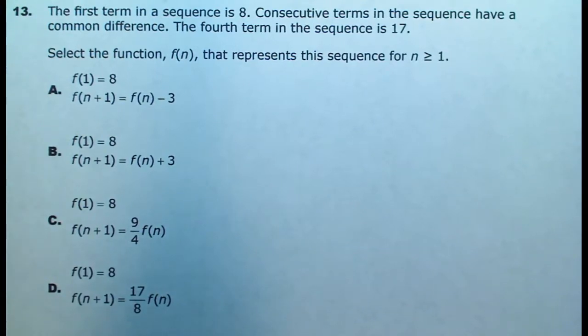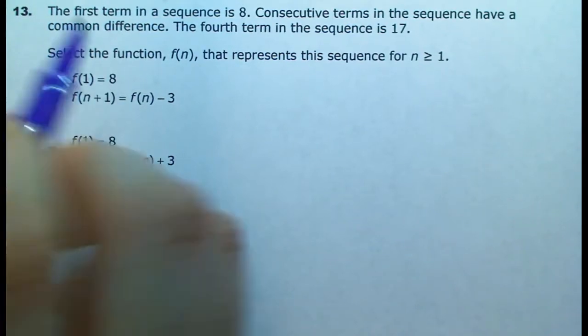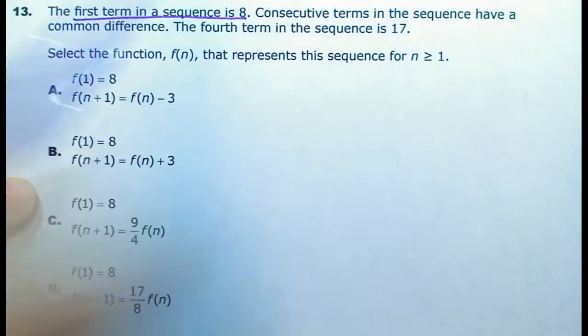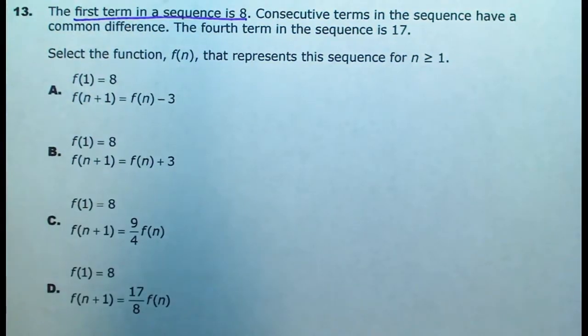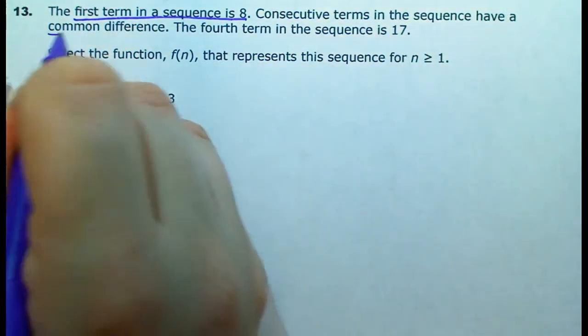Now, first thing I'm going to do is look through my choices, and if you notice, all of them say f of 1 equals 8. So if you recall, f of 1 comes from the first term. The first term in a sequence is 8. So all four of them have the first term being 8, so that means I can't eliminate any choices at the moment. The next thing we know is that consecutive terms in the sequence have a common difference.